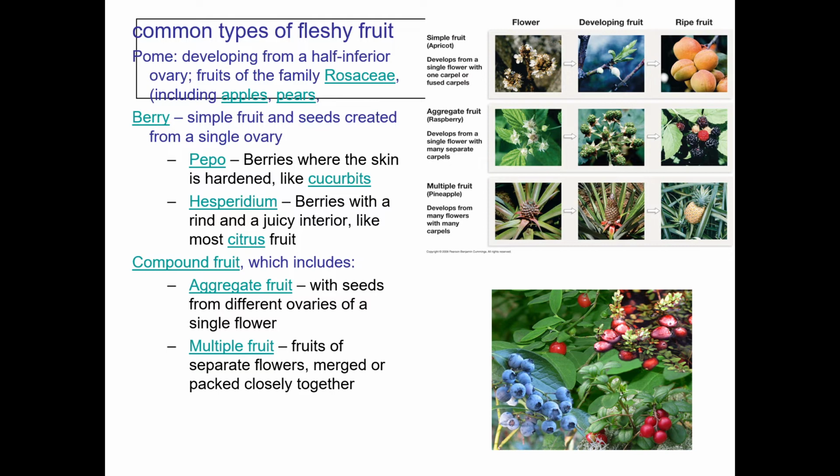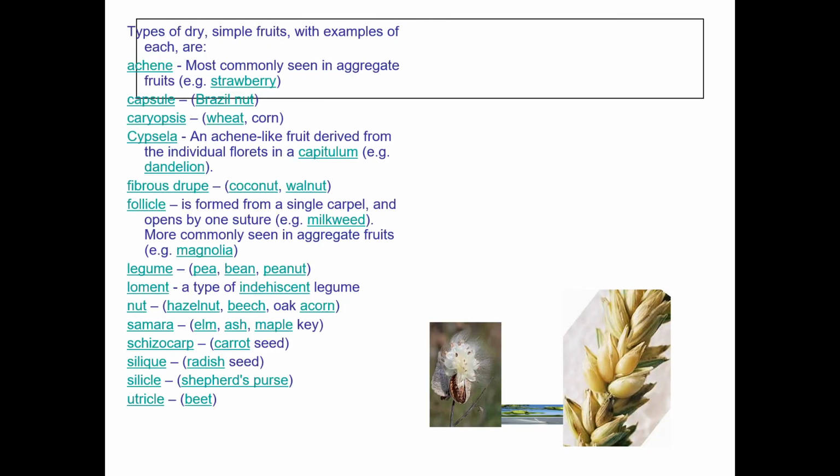Then you have compound fruits. Aggregate fruits are seeds from the different ovaries of a single flower, and multiple fruits are fruits of separate flowers merged or packed closely together. So an example of an aggregate fruit would be a raspberry, for instance, and a multiple fruit would be a pineapple. So very interesting stuff.